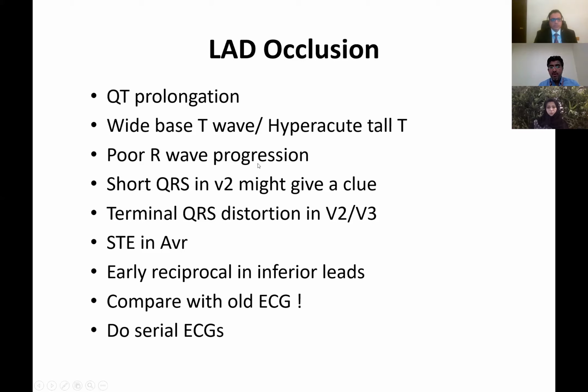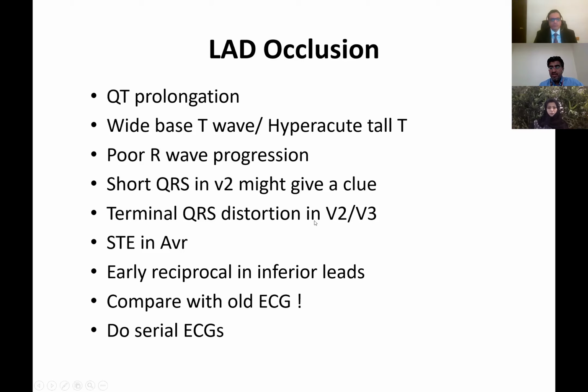If you see a poor R wave progression in a patient with chest pain, it probably indicates an ischemia. Fourth thing, look at the QRS. If you see a very short QRS in V2, it might give you a clue about the variable which we talked about a while ago, about Stephen Smith. And you should repeat the ECG to see if there are dynamic changes.